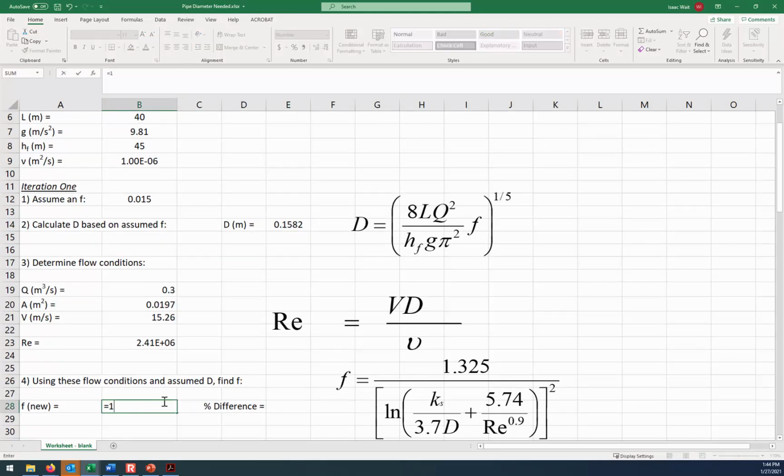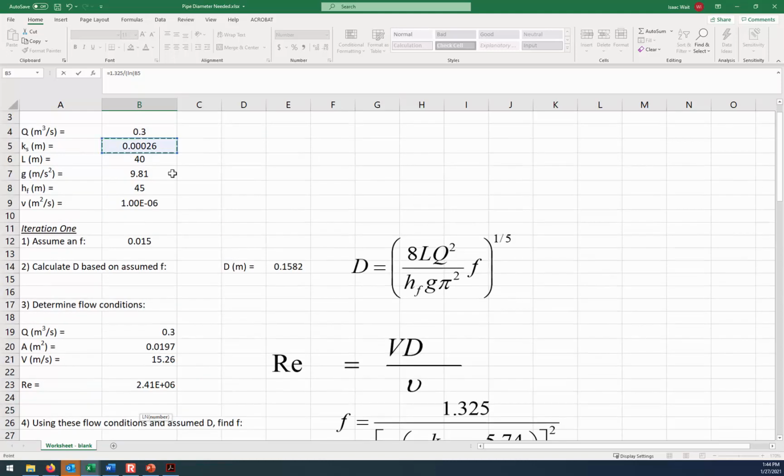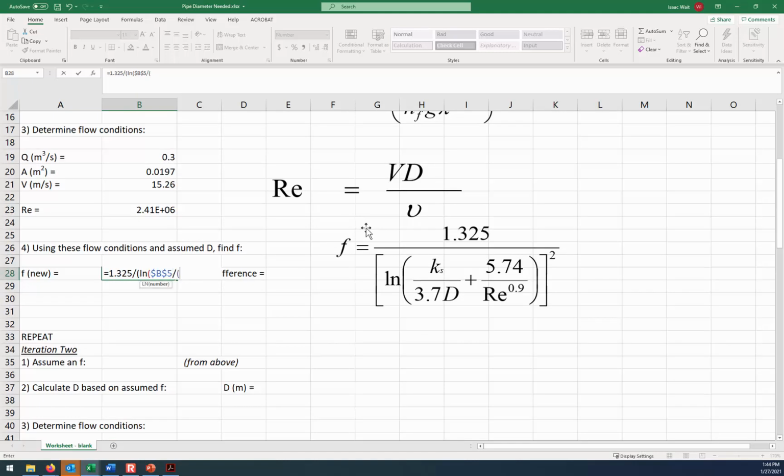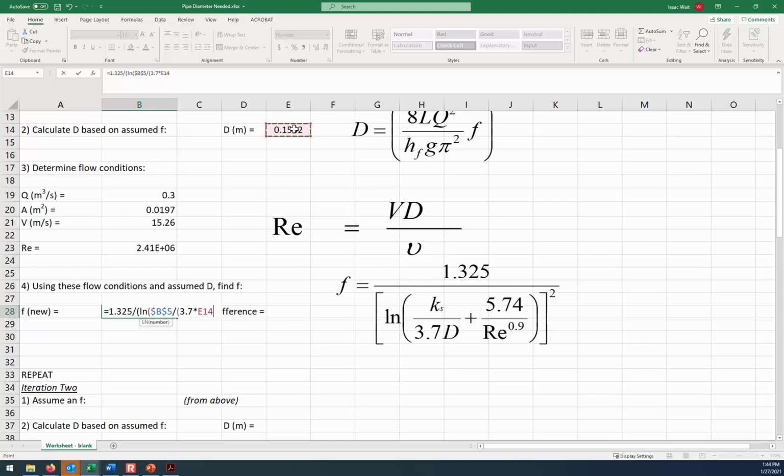So my new F value is 1.325 divided by the logarithm of K sub S, anchor that reference, divided by 3.7 times D, and the D that I'm talking about is the D that we've just calculated. Okay. And then plus the right-hand side 5.74 divided by the Reynolds number, here is the Reynolds number, to the power of 0.9. It's so easy to write the wrong thing. Let's see, how many parentheses? That one closes it out. All right, and then squared. So we have an updated F value, 0.0224.